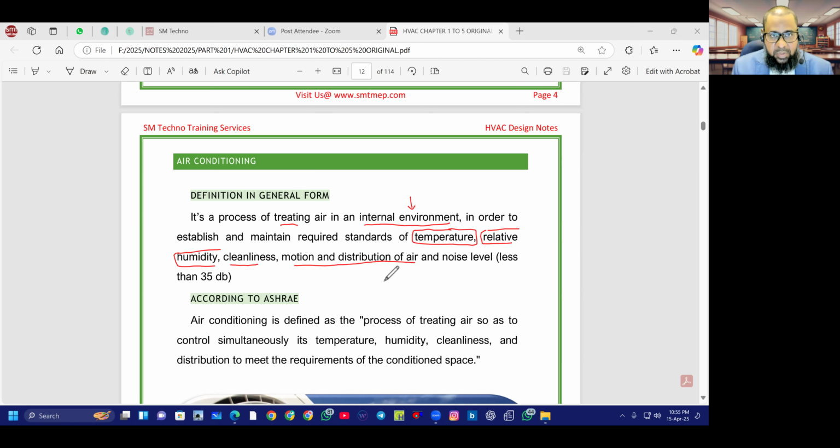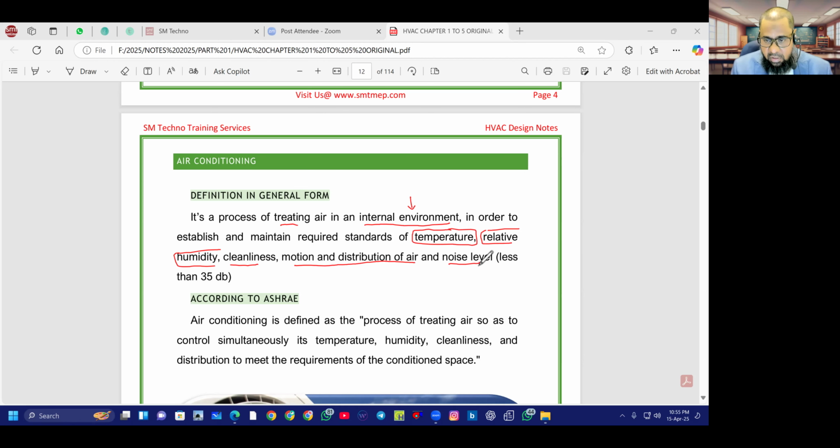If you talk about a split system or window AC, you cannot expect proper motion and distribution. This can be achieved with the central air conditioning system using diffuser grills, etc. For that, proper planning is required. That you'll find in part 4, the air distribution and air terminals topic, in ducting. So, motion and distribution, and the noise level.